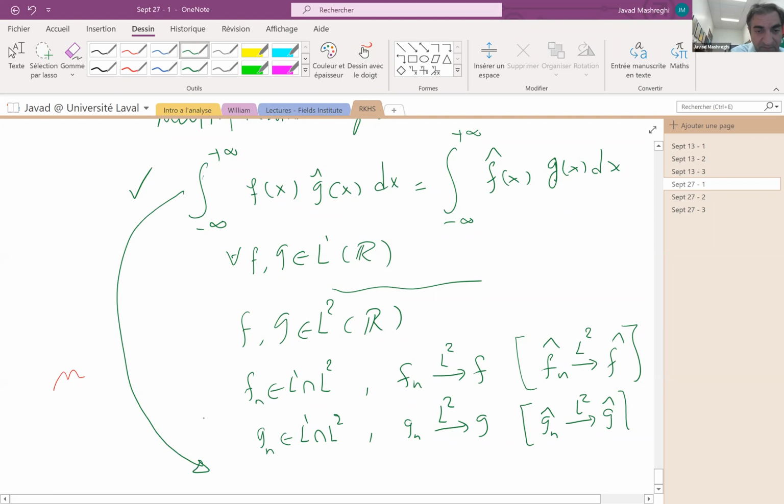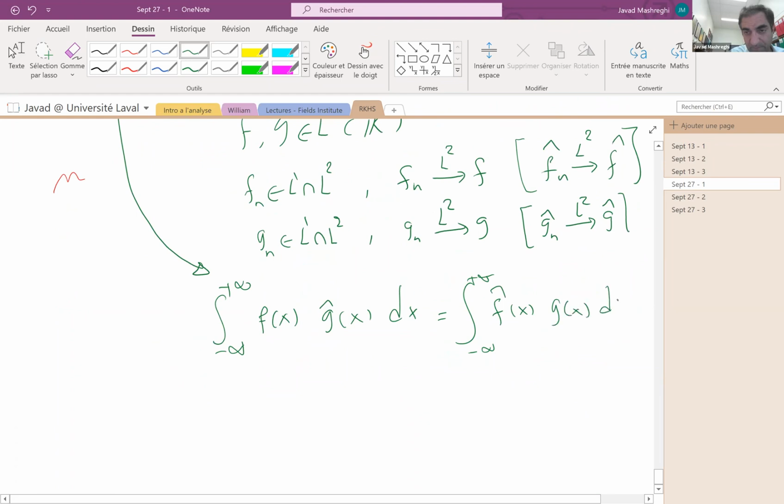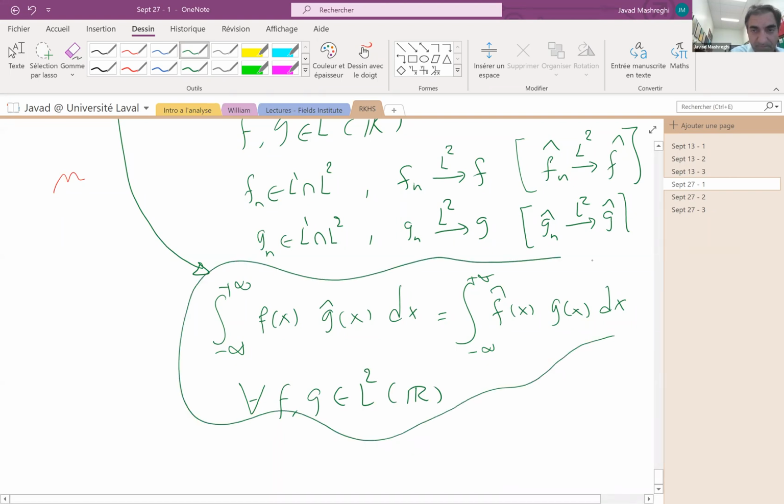So from this, by taking a limit, we immediately get that the same formula works, but this time, the change of the hat, change of the roof formula, this time for all F and G in L2. And again, there is no problem with the integrals, because on the left side, for example, F and G hat both are in L2, so by Cauchy-Schwarz, F times G hat is in L1. The same for the right side. So absolutely no problem.